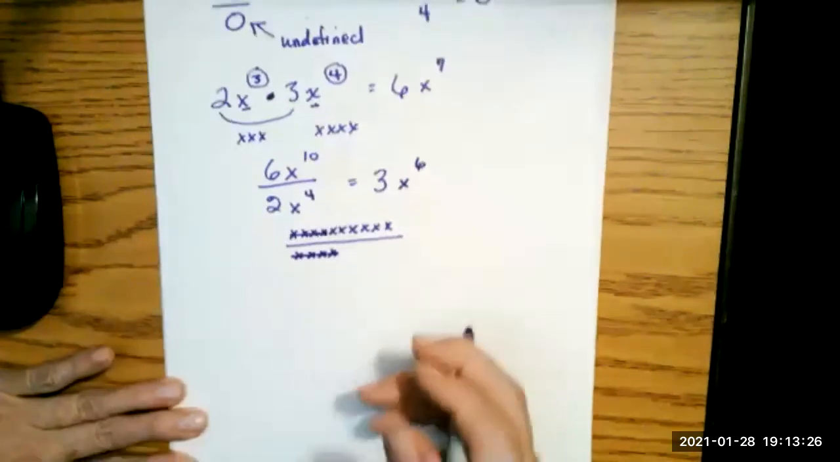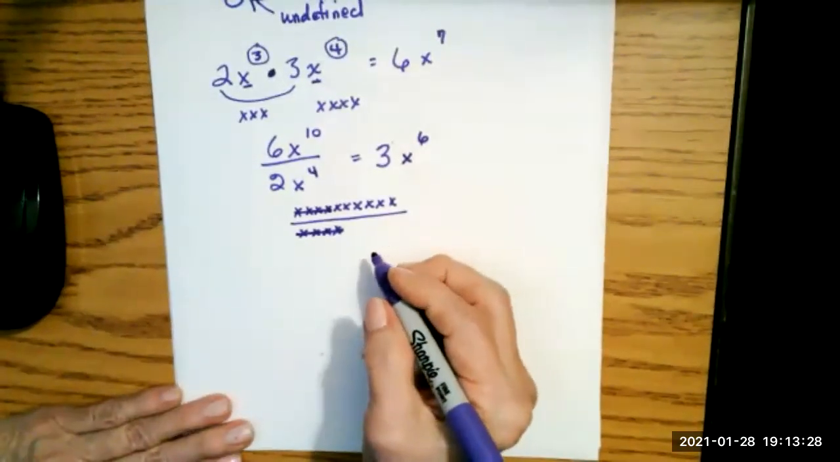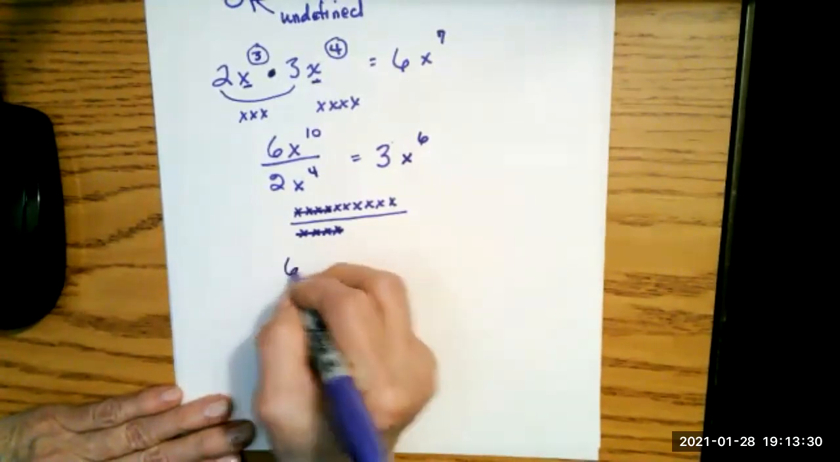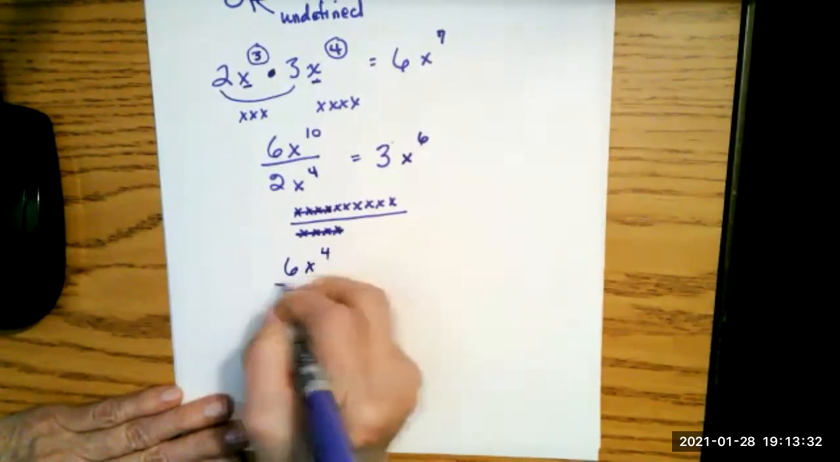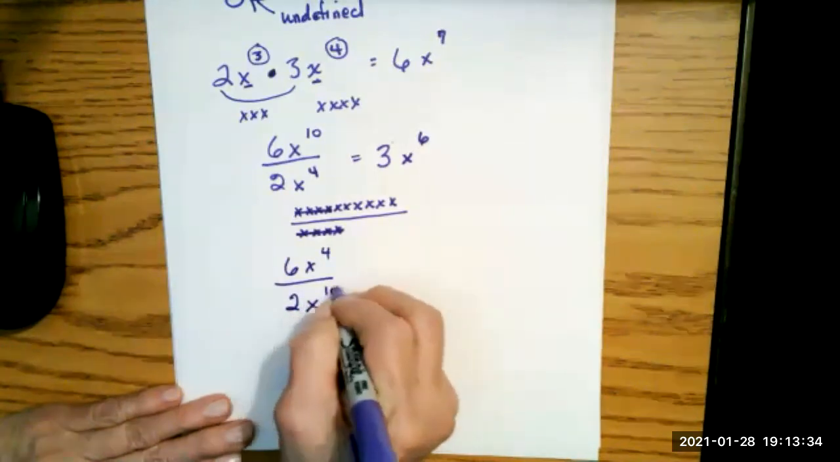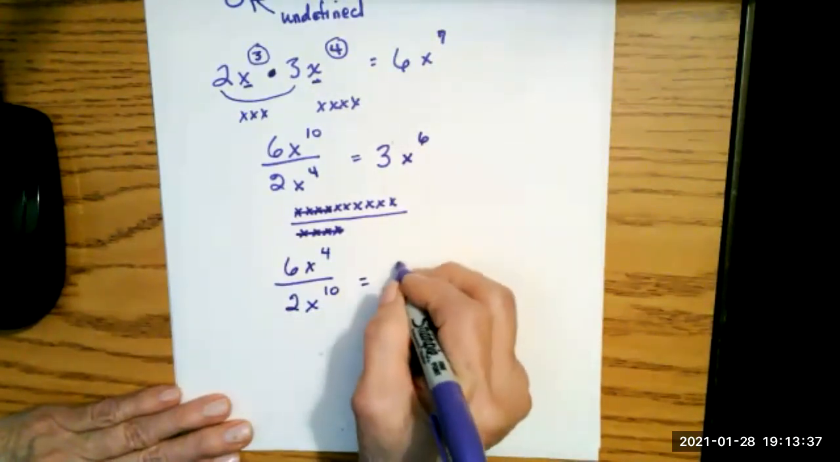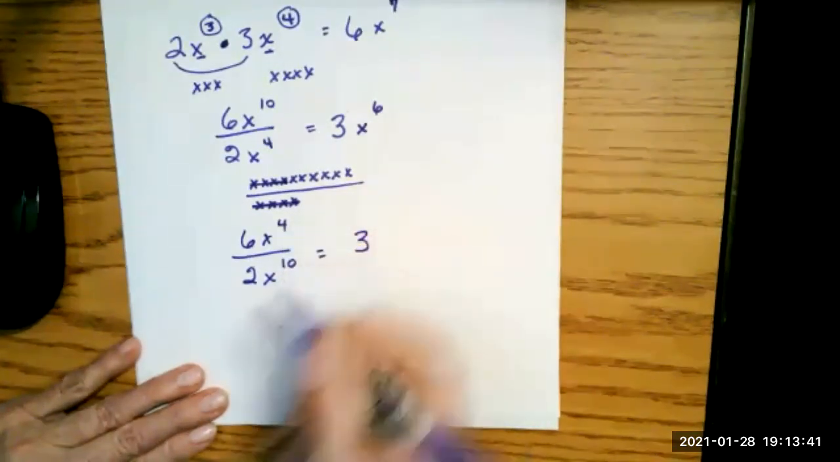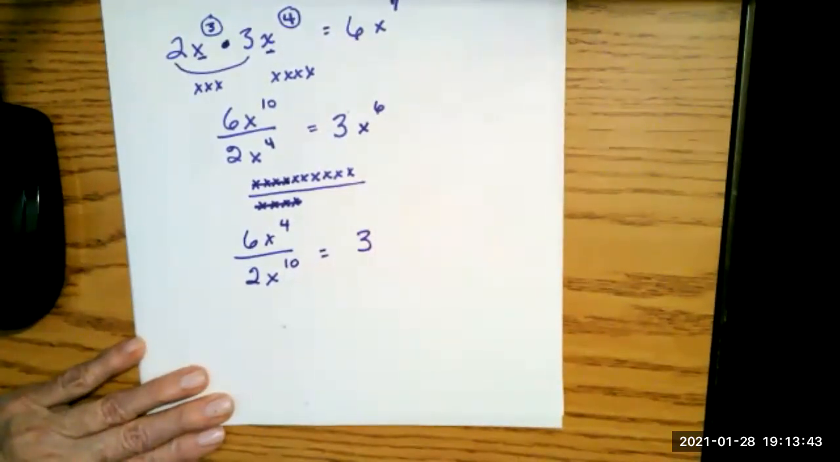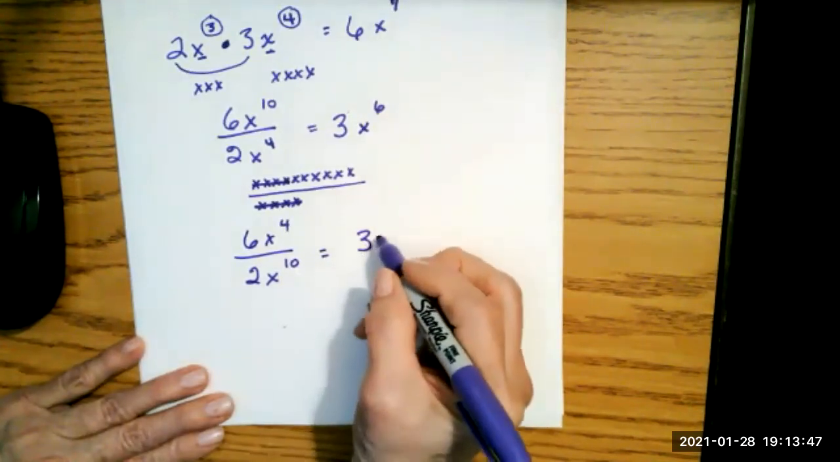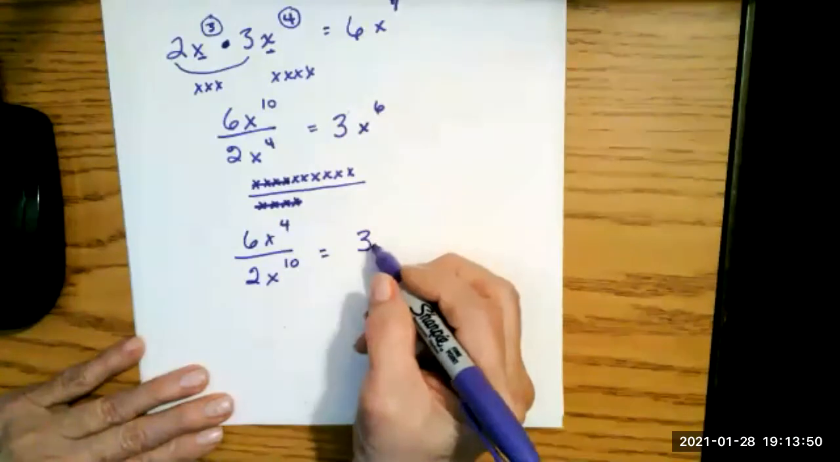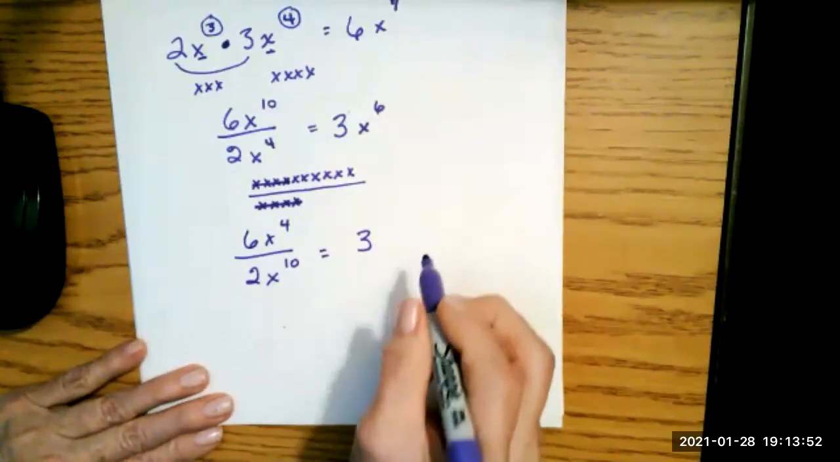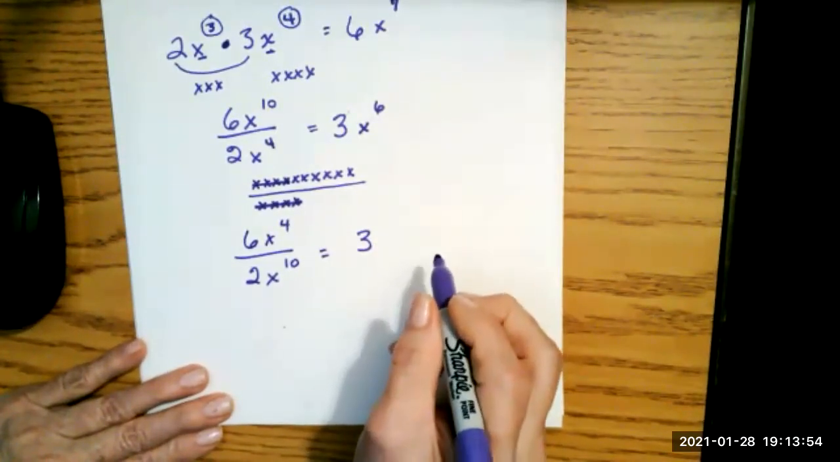If the 10 was on the bottom instead of the top, if I had 6x to the 4th over 2x to the 10th, I would still have a 3 when I divided my numbers. But what's going to happen when there's more x's on the bottom than there are on the top? Negative. You'll get a negative exponent. You can get a negative exponent, but in our course, the question will say, leave your answer without negative exponents.